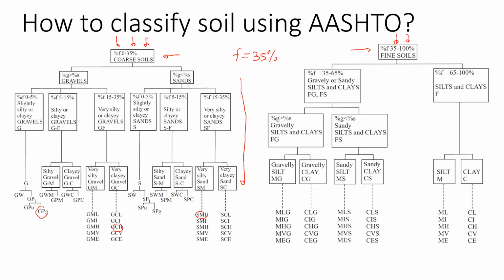To classify the soil, we will need to use some important information, such as the amount of each fraction in soil. For coarse-grained soil, we need to know soil gradation, while for plastic soil, we need to know plasticity index and liquid limit.